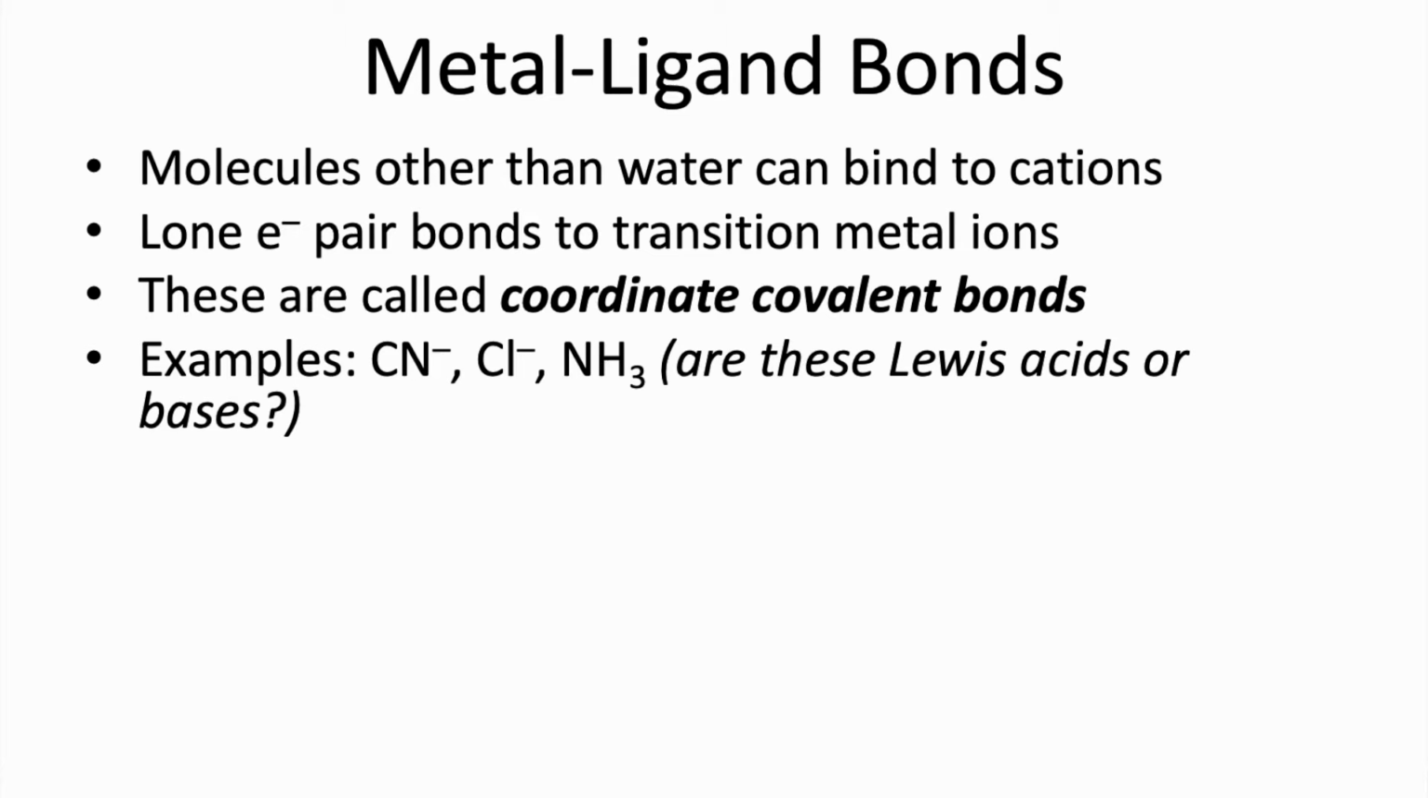There's lots of examples of things that do this. Cyanide, chloride, and ammonia are common examples. What do you think? Are these going to be Lewis acids or Lewis bases if they're donating their electrons to make this bond? That's right, they're going to be Lewis bases because they're donating the electrons and making that new bond.